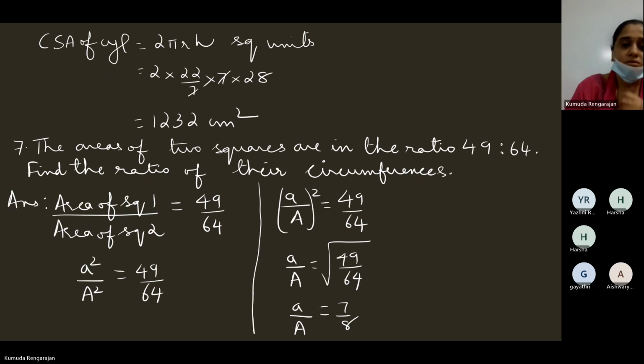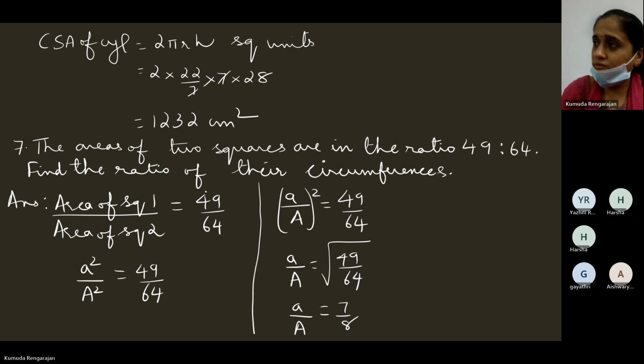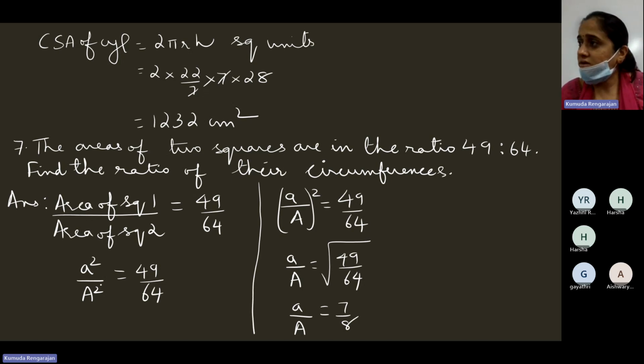Okay, so the ratio of the areas of two squares is given. So square one, square two, area of square one by area of square two, ratio, right? So the ratio is equal to 49 by 64. Small letter a represents the side of the first square. Capital letter A represents the side of the second square. So how do you express area? Side square. So a square by A square is 49 by 64, because area is a square. So a by A, the whole square, is 49 by 64. So a by A is the square root of 49 by 64, which is 7 by 8.